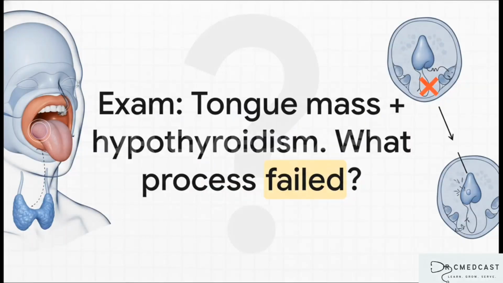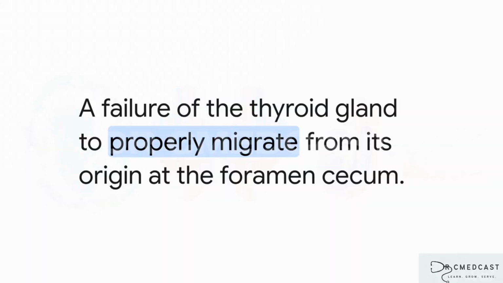Let's put this to the test with a classic exam-style scenario. A patient presents with a midline mass at the base of their tongue. They also have symptoms of hypothyroidism, which means their thyroid isn't functioning well. Based on everything we've just covered, what embryological process likely failed? And the answer, of course, is a failure of migration.